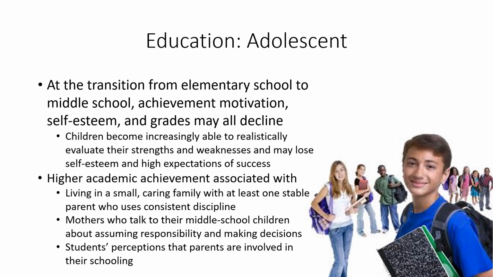Though the one thing high academic achievement is associated with is those who come from a small, caring family with at least one stable parent who uses consistent discipline, again, that authoritative parenting style. Mothers who communicate with their middle school children about assuming responsibility and making decisions, again, authoritative parenting style. And the students' perceptions that parents are involved in their schooling.